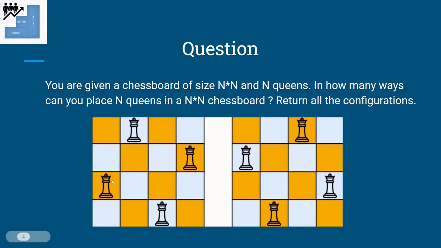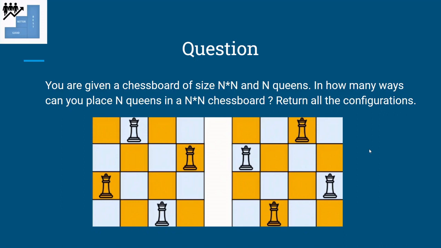As you can see, this queen can only kill this way or this way, but there are no queens placed here. This queen, no queen placed here, no queen here, and no queen here. Similarly for these two queens, and the same is true for this configuration.